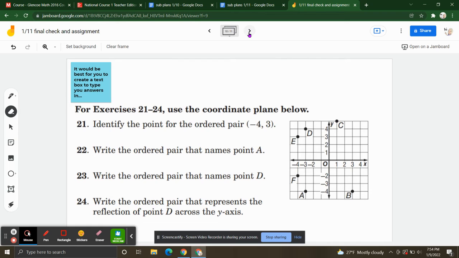Let's see. For this part of the questions, 21, 22, 23, and 24, it'd be easiest if you just create a text box to type in your answers instead of trying to write down an ordered pair in this little space. If you just add a text box with this little text box option, you can write down your ordered pair there, okay? So that would make my life and your life probably easier.